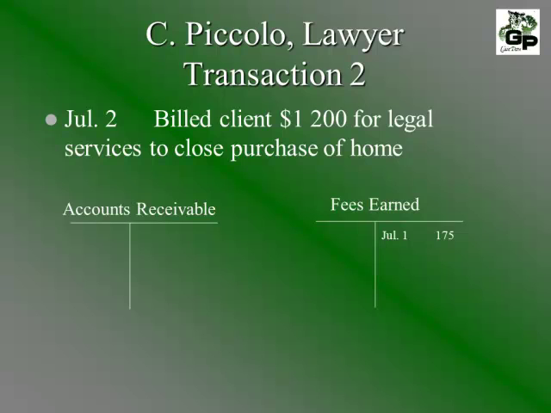The second transaction is on July 2nd. C. Piccolo billed the client $1,200 for legal services to close the purchase of a home. And because it doesn't indicate that it was paid in cash, we must assume that this will be paid at a later date. So accounts receivable goes up $1,200, so that's on the debit side, and fees earned goes up $1,200. Notice that we still have the transaction from July 1st, and now we add the July 2nd transaction for $1,200 on the credit side. We have an asset account and we have a revenue account that are affected by this transaction.